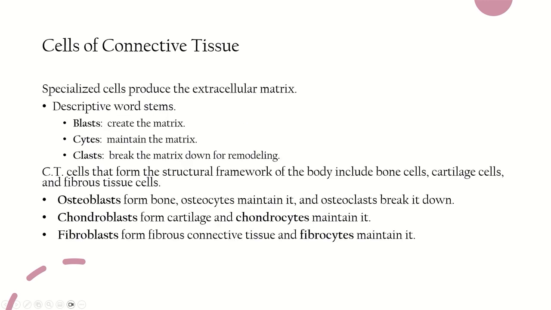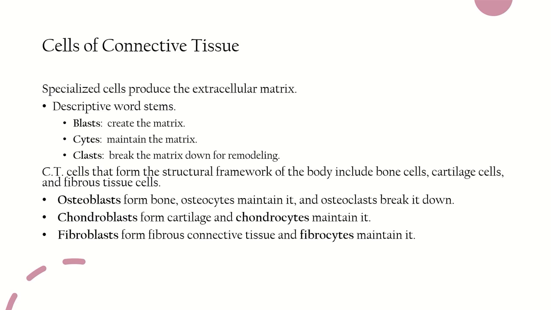So there are different words that we use to classify the cell types. Descriptive stem words: blast, so osteoblast, like down the bottom there, they create the matrix. If you see osteocytes or chondrocytes, they are maintaining the extracellular matrix. Or clast, they are breaking down the matrix. So fibroblasts, osteoblasts, and clasts, they are exploding. I don't know, that's how I kind of remember it, as clast explosions. I don't know why that makes sense to me, but it does.